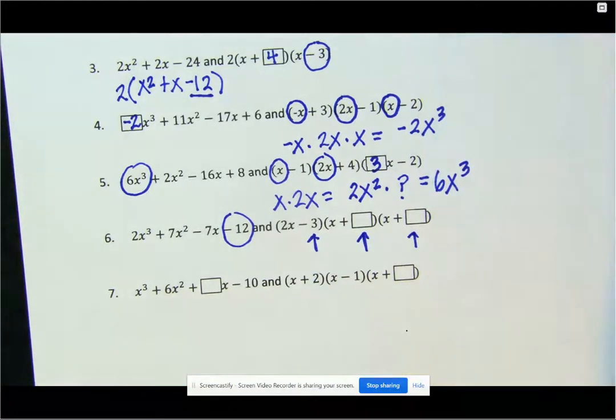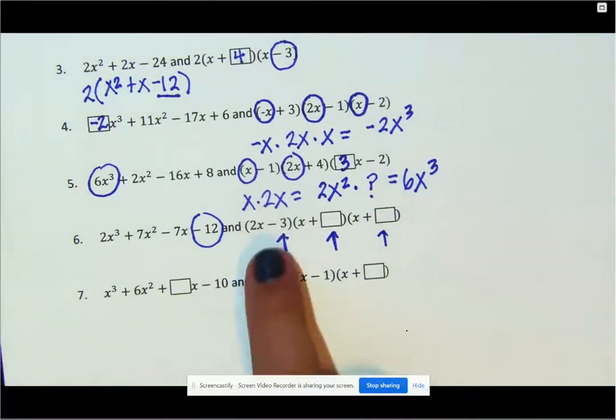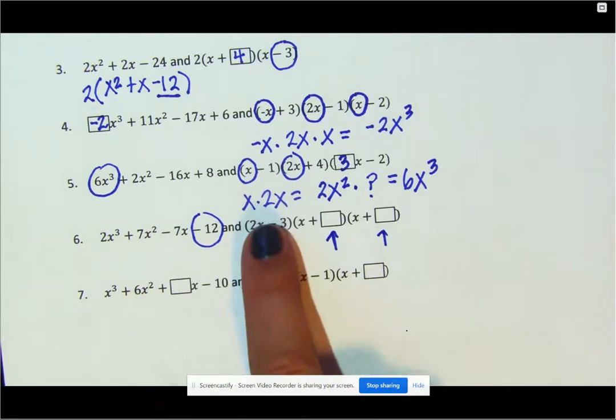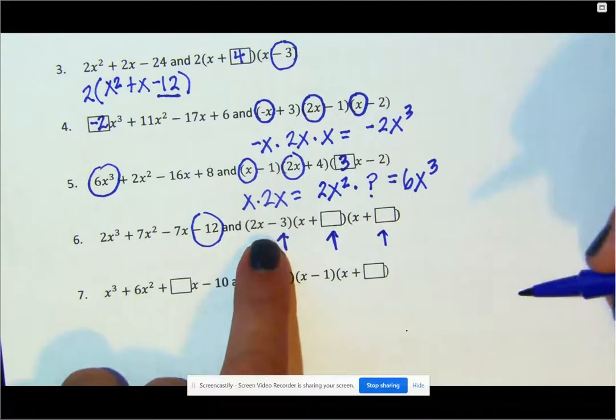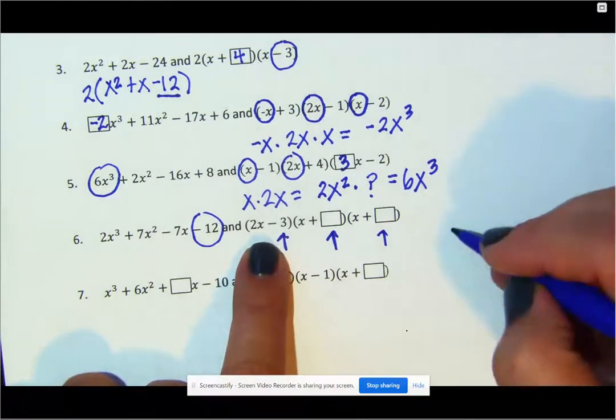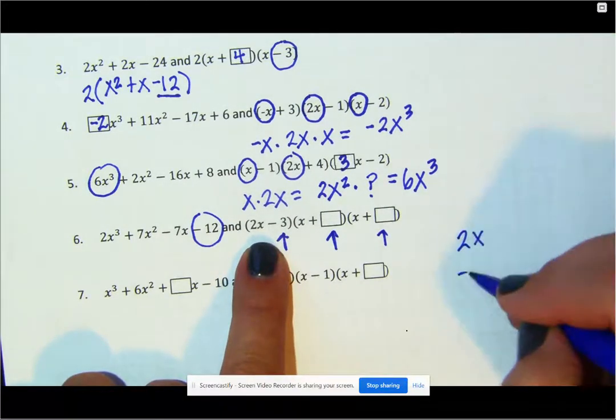Okay, so we have to do a little bit more investigating. So I know this is a factor. So I'm going to divide this by this. Okay, so I'm going to come over here. I'm going to choose to use the box diagram. So I'm going to put my 2x minus 3 on the side.